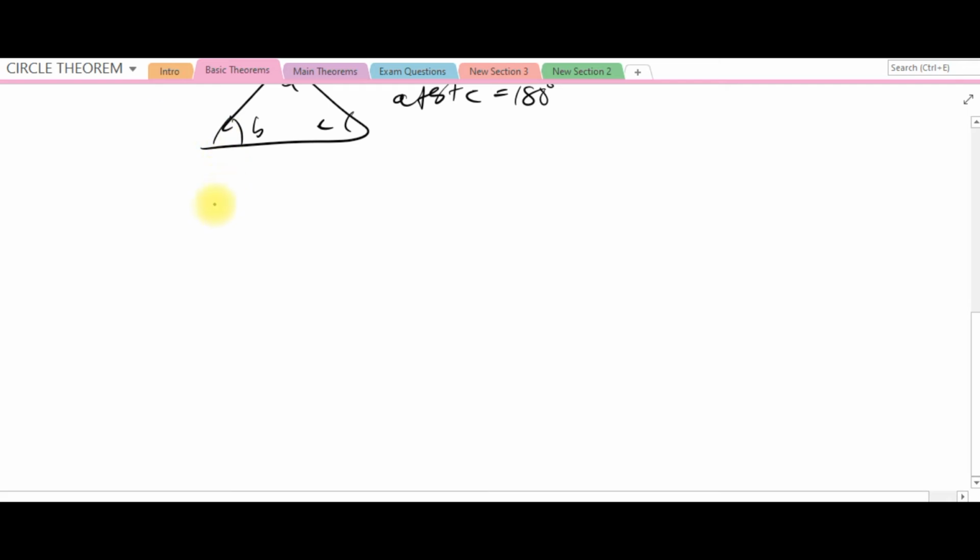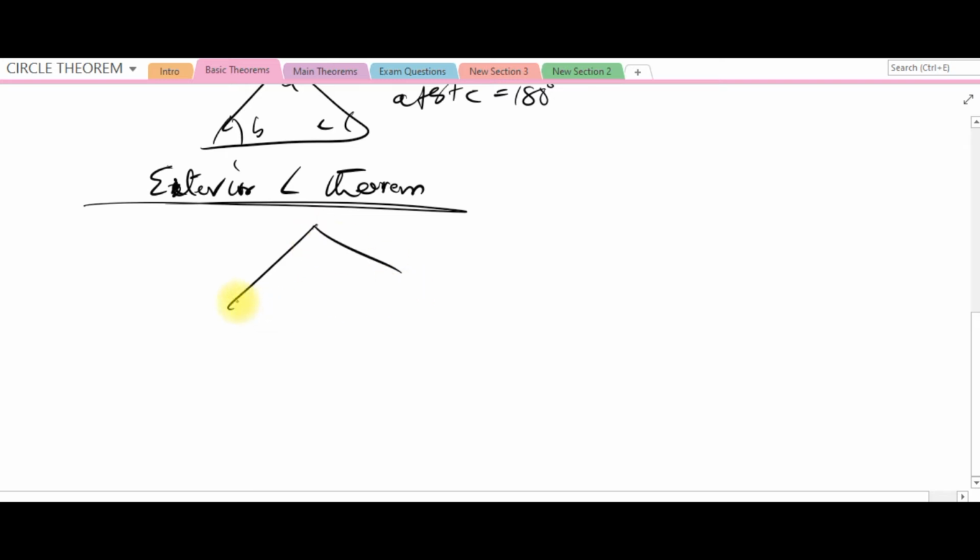So the next is exterior angle theorem. From the name, an exterior angle is formed when you extend one of the sides of a triangle.